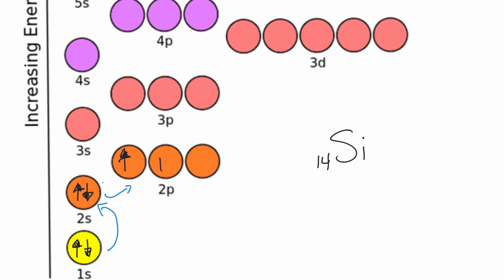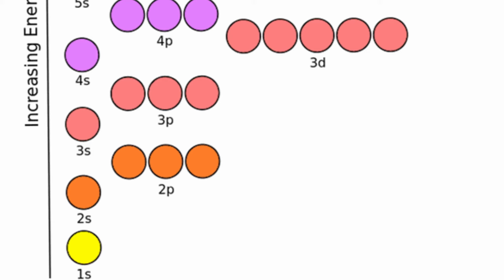5, 6, 7, 8, 9, 10. I'm moving from my 2p to my 3s. 11, 12. Now I'm going to move from my 3s to my 3p. 13, 14. So this is the orbital diagram of silicon, with these electrons. All right, so let's look at another example.